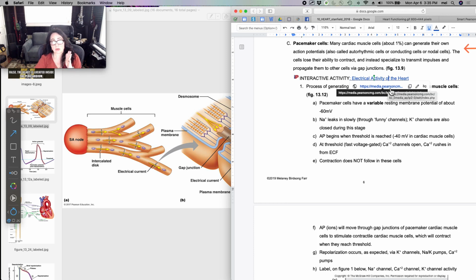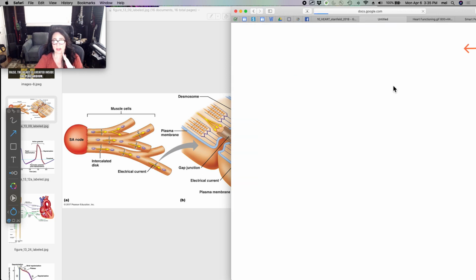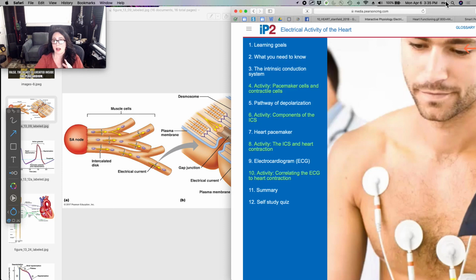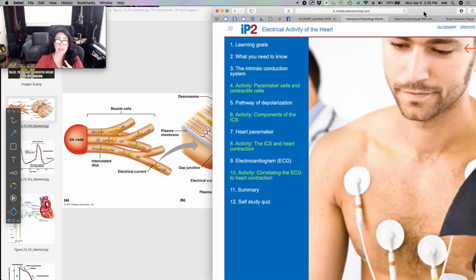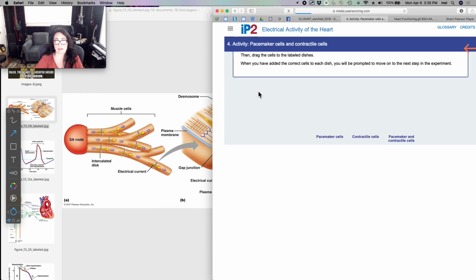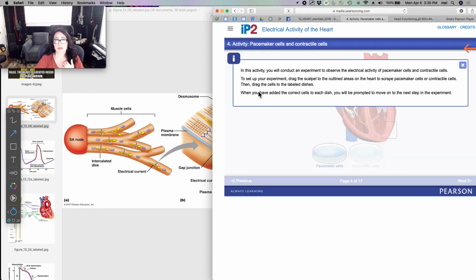This is the electrical activity of the heart, and when it's an interactive activity, it means it's not just an animation. You can do stuff with it. Let's see if this one will work. I think this one's really, really good. It goes through the intrinsic conduction system, and then what we're about to do right now is an activity on the pacemaker cells. So it has you drag things, it has you turn things up, it has you turn things down. It's a really good way to reinforce the information. And I think this one's worth it.